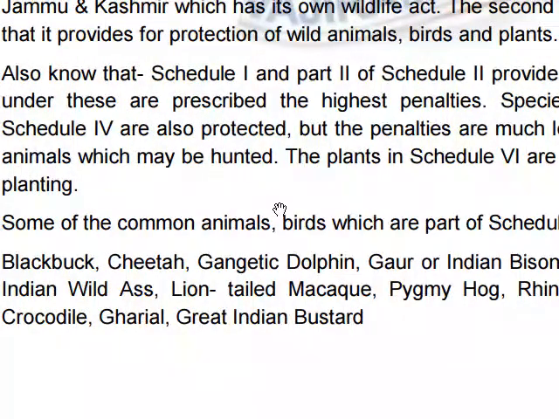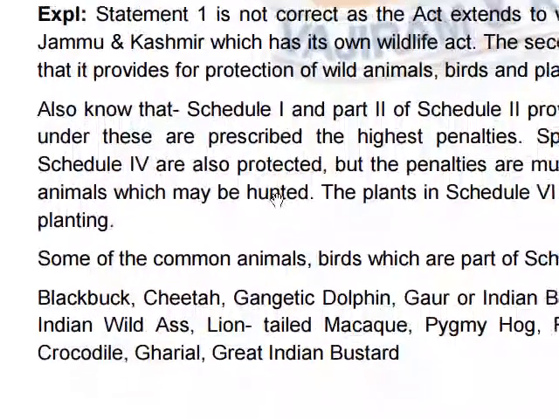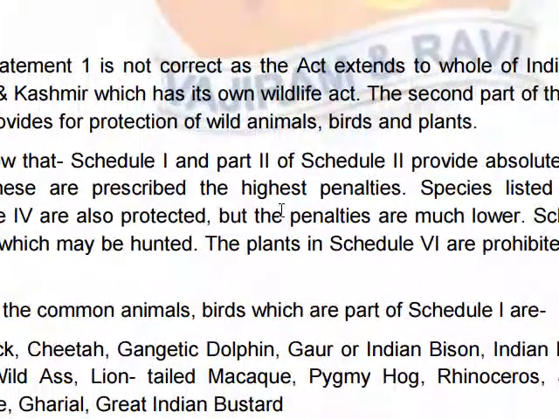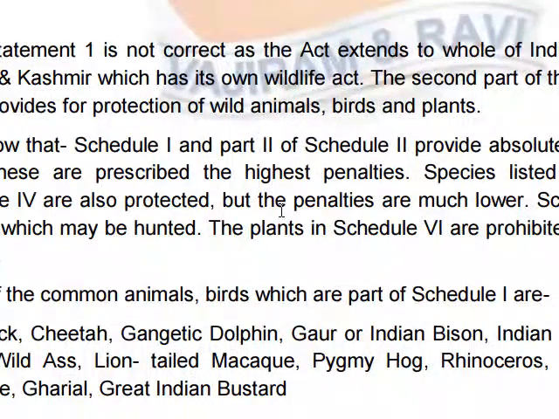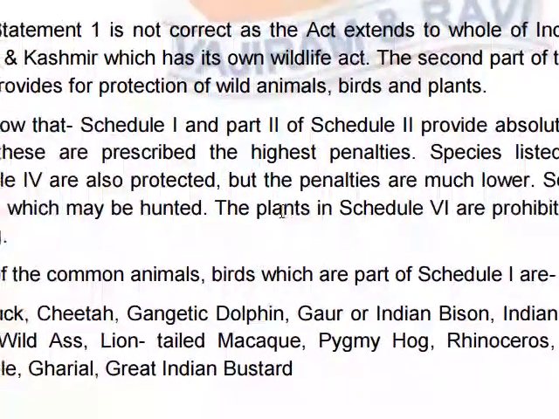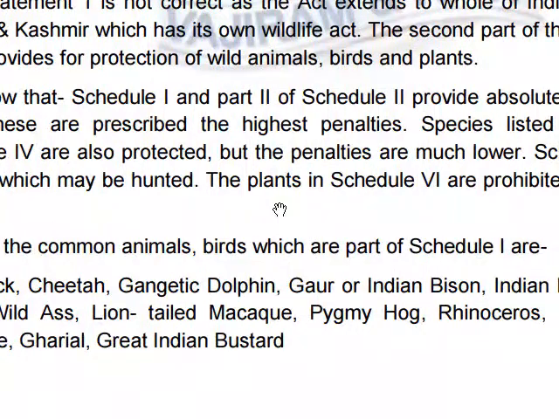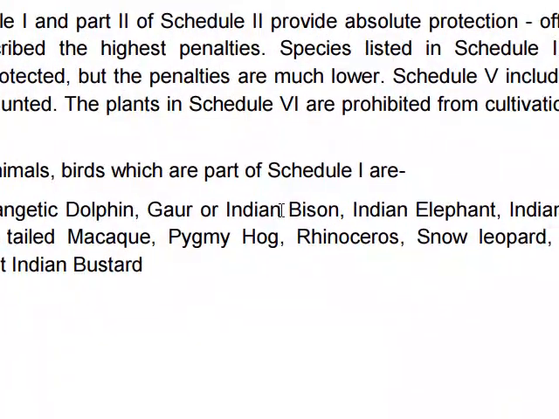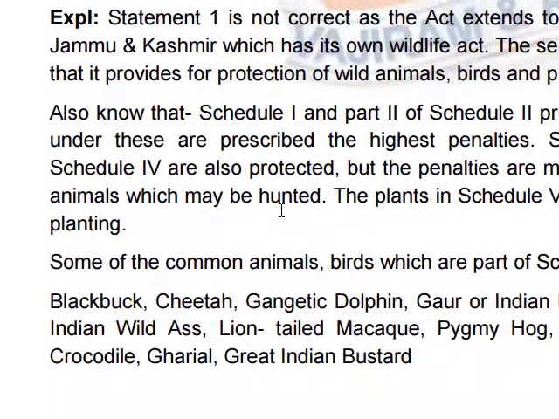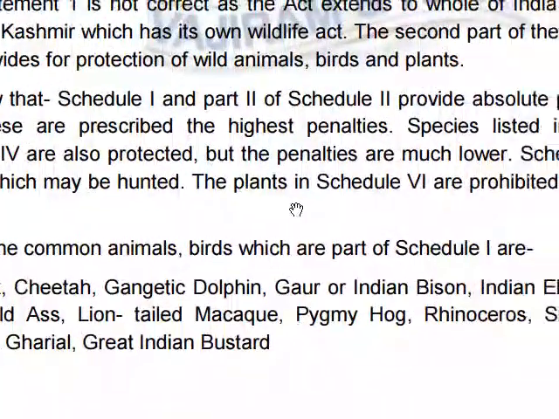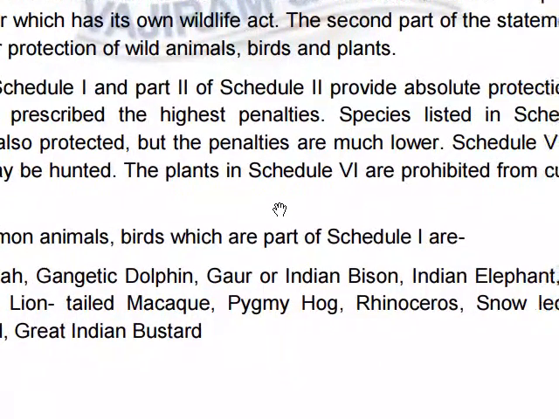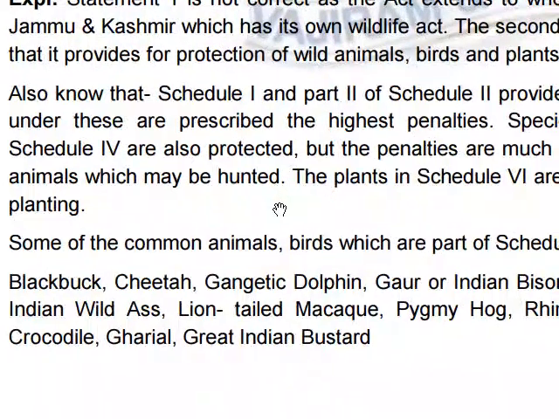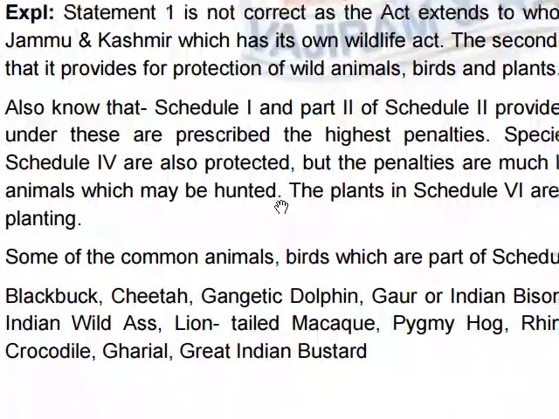Some of the common animals and birds which are part of Schedule 1 are blackbuck, cheetah, Gangetic dolphin, and gaur or Indian bison, Indian elephant, Indian lion, Indian wild ass, lion-tailed macaque, and pygmy hog. Rhinoceros, snow leopard, tiger, crocodile, gharial, and great Indian bustard also come under Schedule 1.